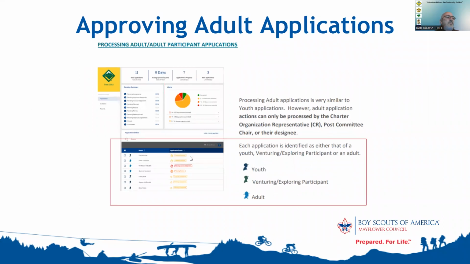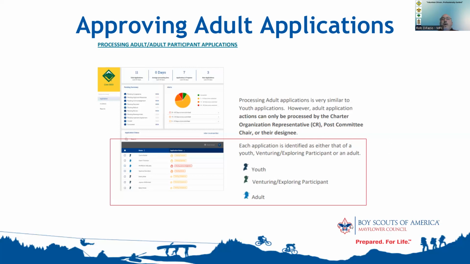Sometimes those nudges have notes in them, and that's something else we'll talk about once we get into the profiles there. But the other part down below is a list of every outstanding application and its current status. And they are broken down a couple of different ways. The youth and the venturing, exploring participants, they are silhouettes with baseball caps. So for a chartered organization representative, if they're looking for the adult applications, those are the blue ones with the scouter hat. So when you're looking at these, you want to look at those icons to make sure.